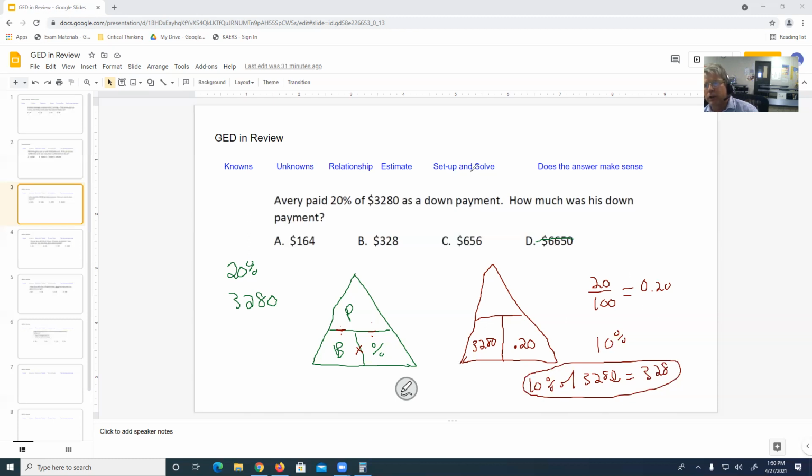And then as far as setting up and solving, I would be looking for the portion, which means the base and the percent would be related by multiplication to find the down payment. And that answer does make sense, $656. Okay. Obviously, you're going to go much quicker than that on the GED test, but I'm just trying to help you with some of the thinking at this time.